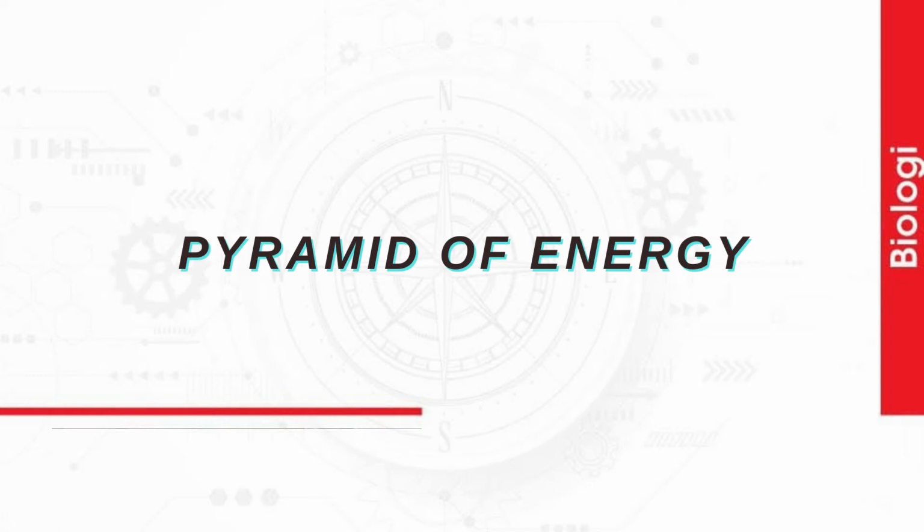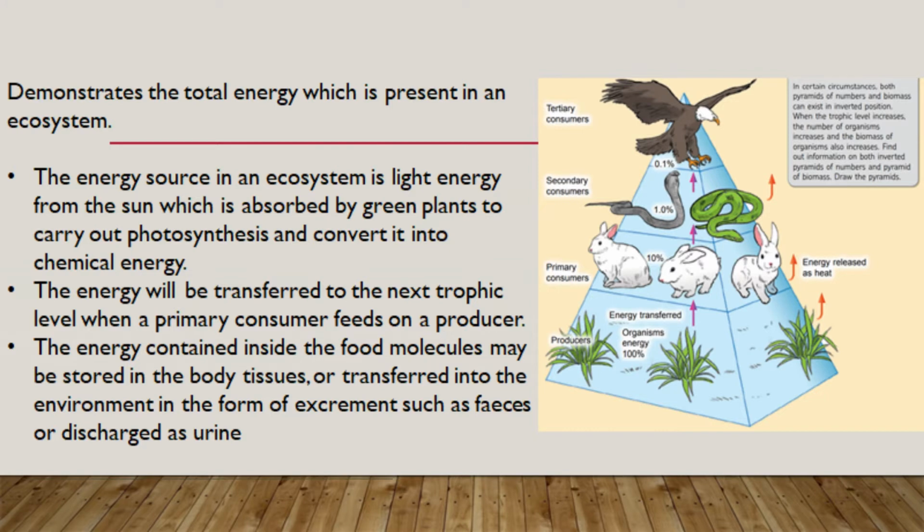The last ecological pyramid is pyramid of energy. Pyramid of energy demonstrates the total energy which is present in an ecosystem. The energy source in an ecosystem is light energy from the sun, which is absorbed by green plants to carry out photosynthesis and then convert it into chemical energy. The energy will be transferred to the next trophic level when a primary consumer feeds on a producer.